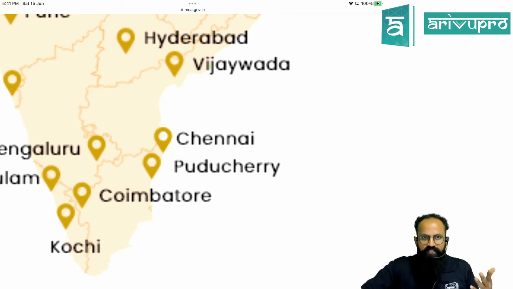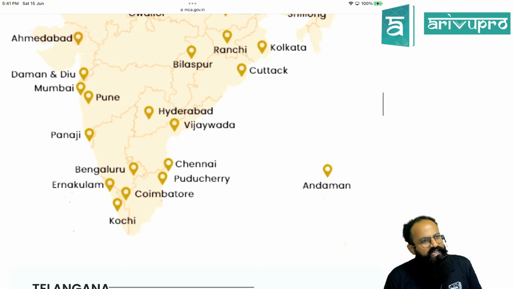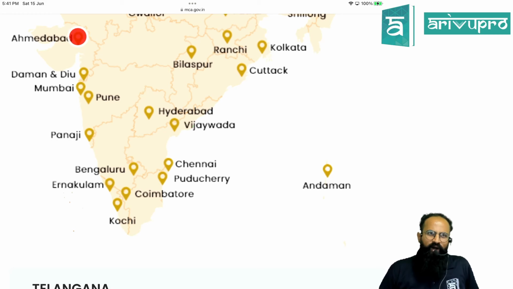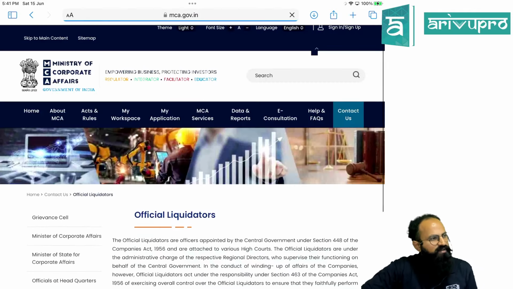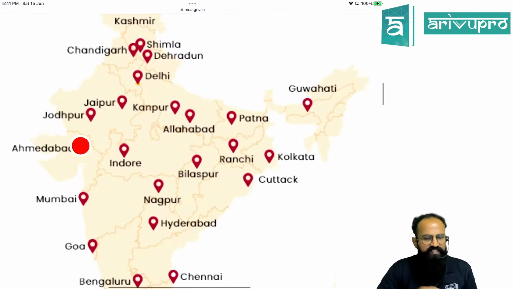Whenever a company gets into insolvency, have you heard of insolvency? You go to court, and the court will appoint someone. Whom will they appoint? A liquidator. Have you heard of a liquidator? Now, who is the liquidator? That will also come under our Companies Act only. These are the liquidators.